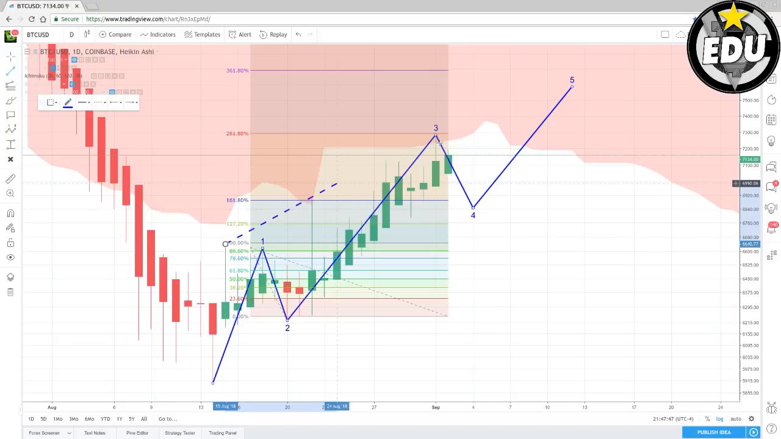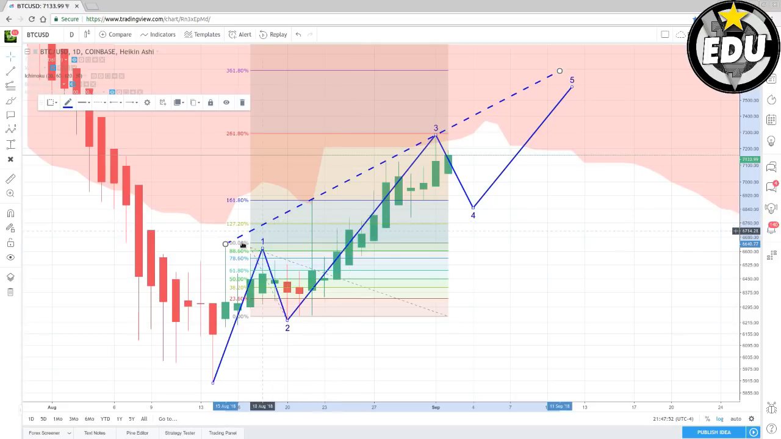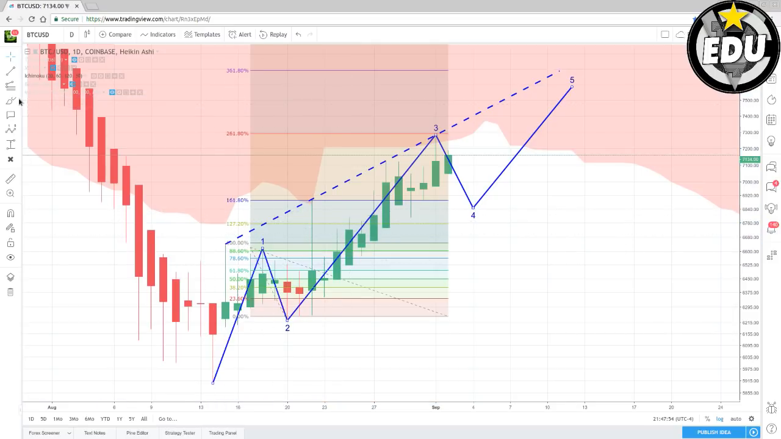Now we can trace some other lines. This is the resistance of the rising wedge, and you guys can see how many times the resistance has been tested. So it's pretty good resistance. 1, 2, 3, oh, and 4. Right, so 4 points should be pretty strong.